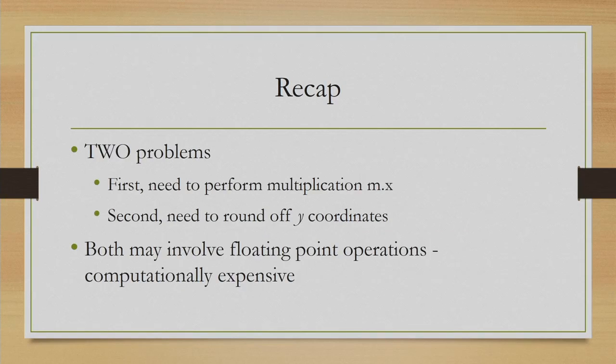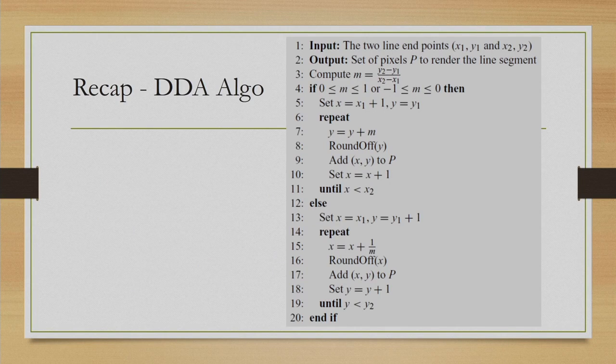Now, this approach has two problems. First, we require multiplication, which is a floating point operation, and secondly we require rounding off, which is also a floating point operation. Now, these floating point operations are computationally expensive and may result in slower rendering of lines. To improve, we discussed one incremental approach. There we did not go for multiplication, instead we used addition.